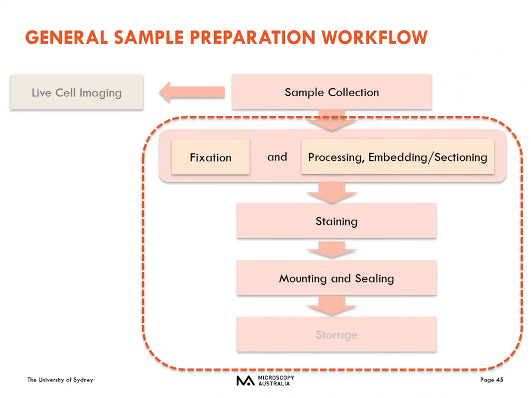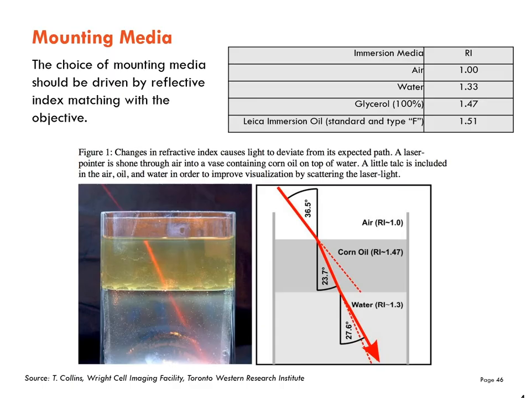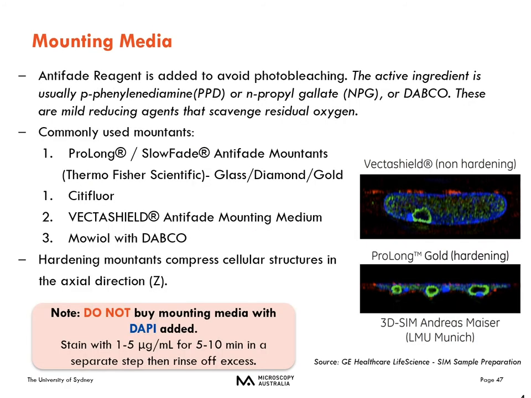Once we finish staining the sample, we'll talk about how to mount and seal the sample before imaging. The choice of mounting media should be driven by refractive index matching with the objective. The anti-fade reagent is added to avoid photobleaching. The active ingredients usually include PPD, NPG, or DABCO. Those are usually mild reducing agents that scavenge the residual oxygen. Commonly used mounting media include Thermo Fisher Scientific's ProLong or SlowFade anti-fade mountants, CitiFluor, VECTASHIELD, or you can make homemade mounting media such as Mowiol with DABCO.